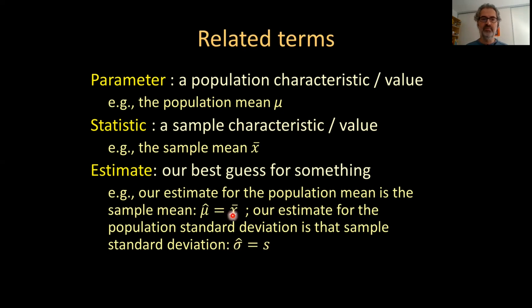And this is the sample mean. Remember, this bar here means the mean. So it's the mean of x's. X's are measurements. So this is our sample mean, which is our estimate of the population mean.